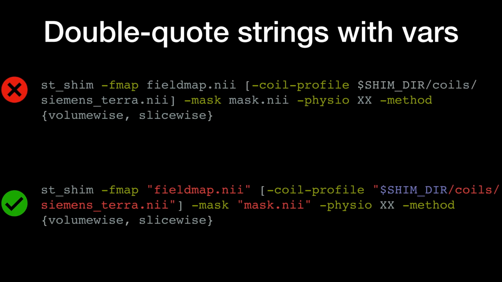Speaking of double quoting, quote all your strings and double quote all strings containing variables. It's fairly self-explanatory. This is just one of the Shimming Toolbox CLI examples that I pulled from that branch that I checked out. So this is what it would look like. This is what it currently looks like. This is what it should look like. If you run that particular shell script or just this snippet itself through ShellCheck, it'll tell you the same thing.